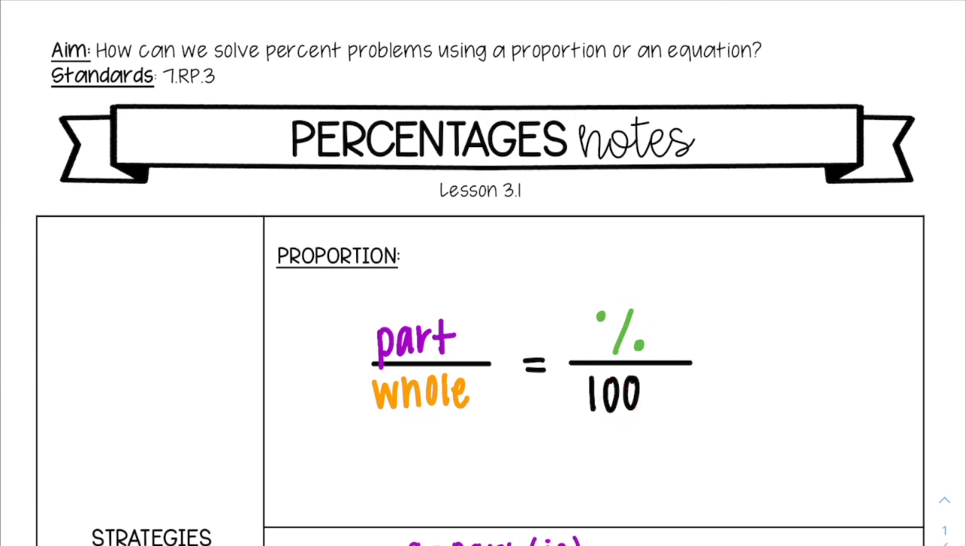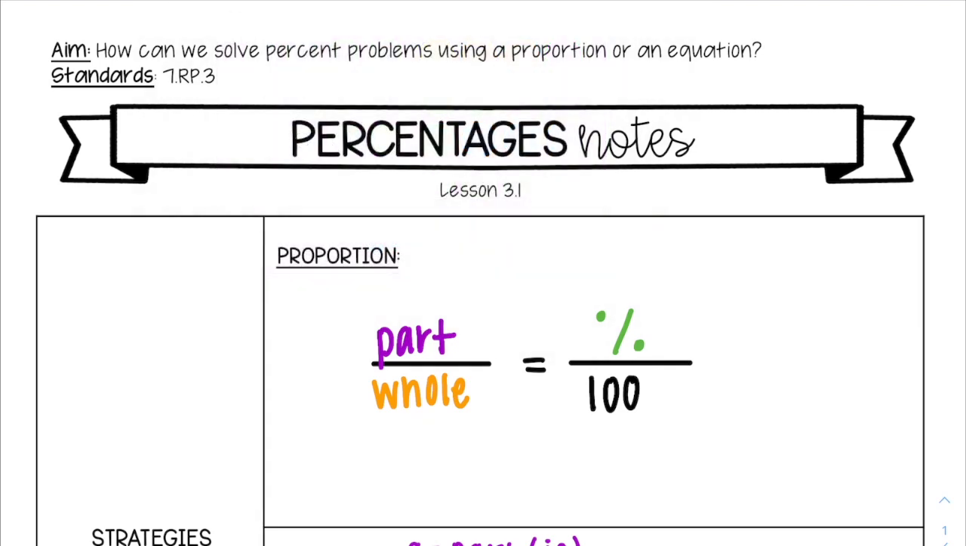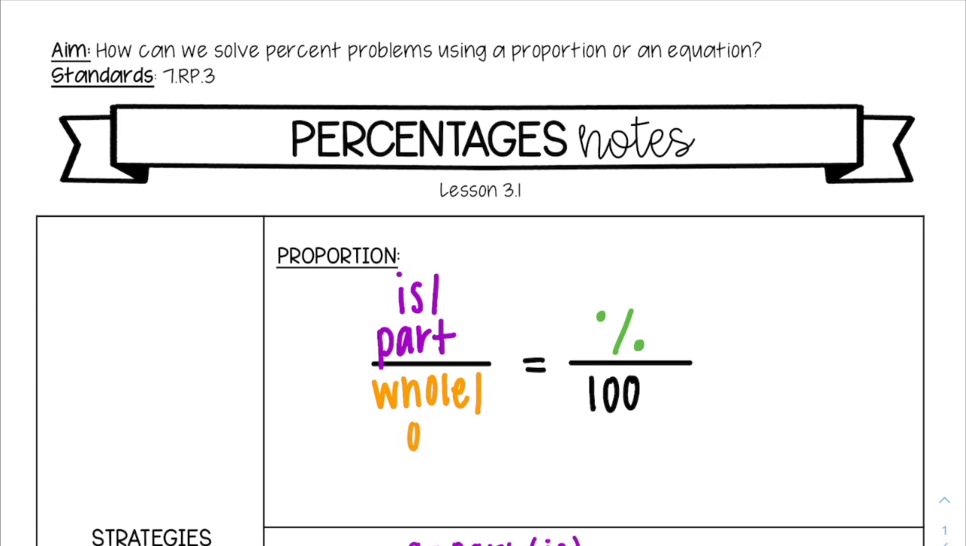Another way that teachers or you might have seen this presented to you, your part is also known as your is. So is or part over your whole or of. So how this is written, it would be is over of equals percent over 100. And then you also have your part over your whole equals percent over 100. The is and the part are the same thing, and your whole entire thing and of are going to be the same thing. So that's going to be important to remember.